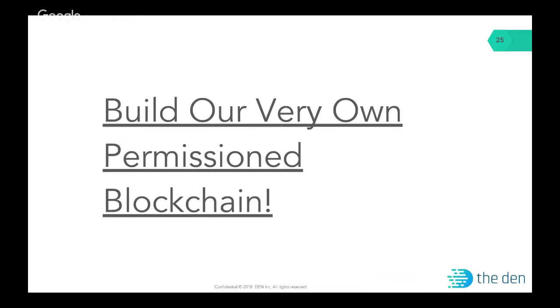And hopefully, I don't think we're going to build our very own permissioned blockchain, but I'm going to demonstrate what I did. And it's going to be very interesting in the demo.